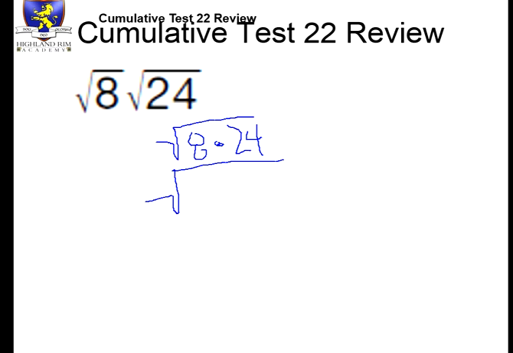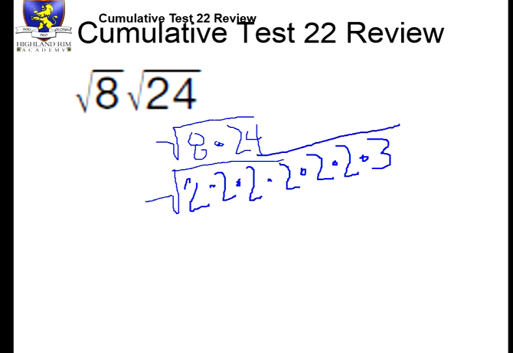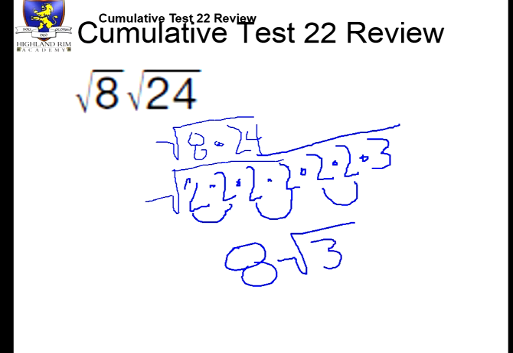So we end up with 2 times 2 times 2 is the 8, and 24 is 2 times 2 times 2 times 3. And that's all under the radical. So what we got is 2, 4, 8 times the square root of 3. And that's where we go.